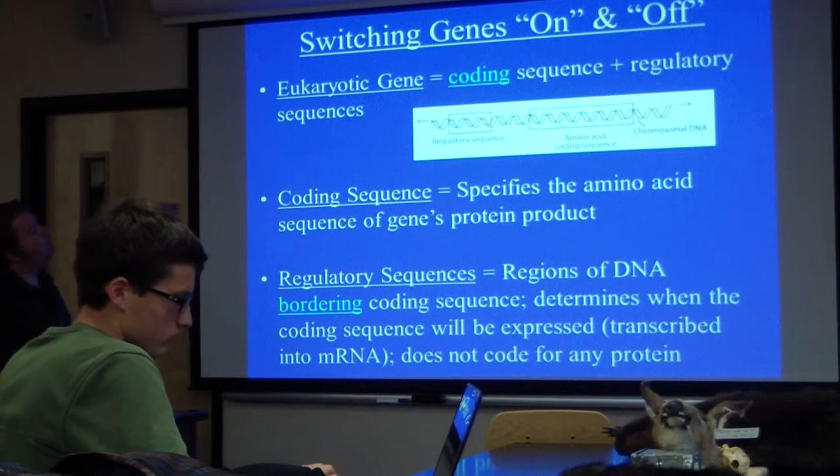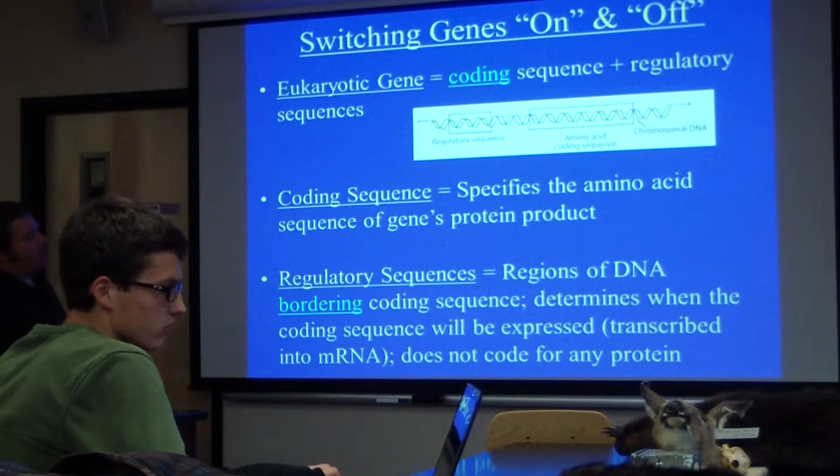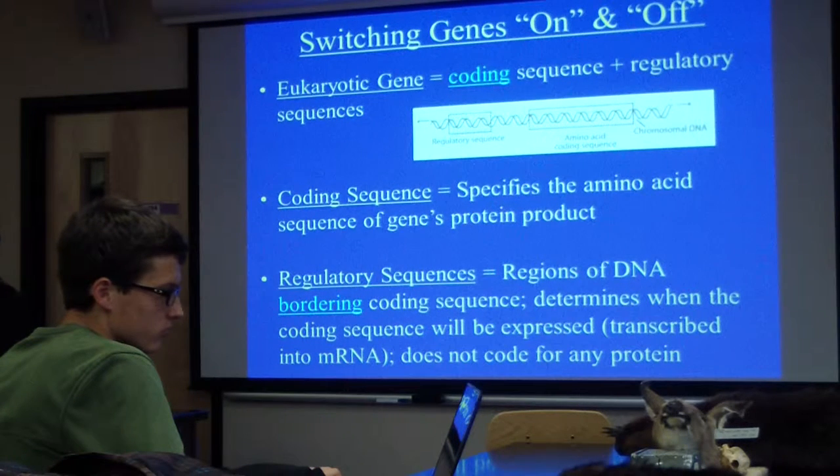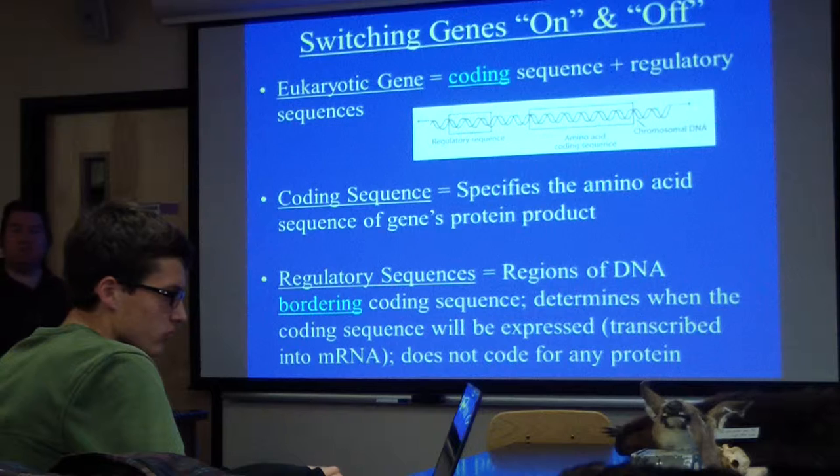Here's a simple model of a eukaryotic gene. You've got the amino acid coding sequence, and so you're going to have A's, T's, C's, and G's in there, and those are going to be transcribed into messenger RNA and then translated one codon at a time, to give you a particular amino acid sequence.